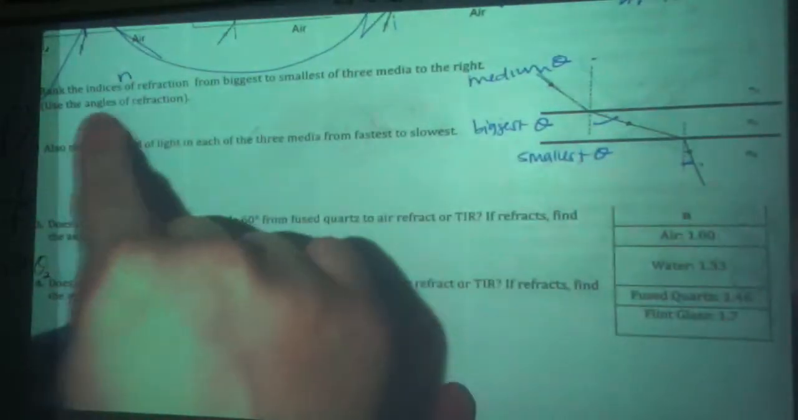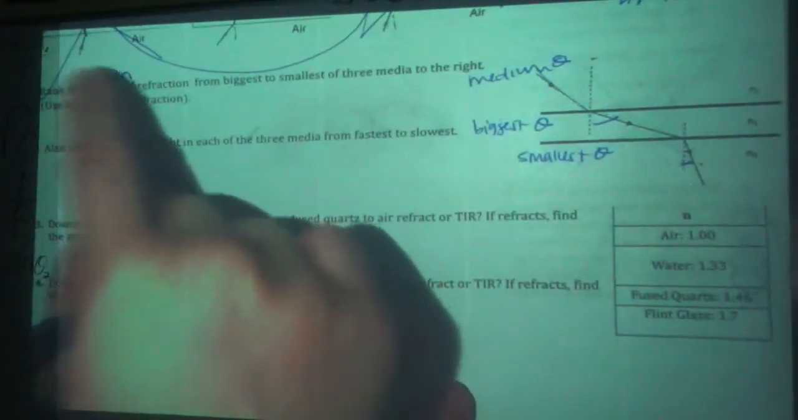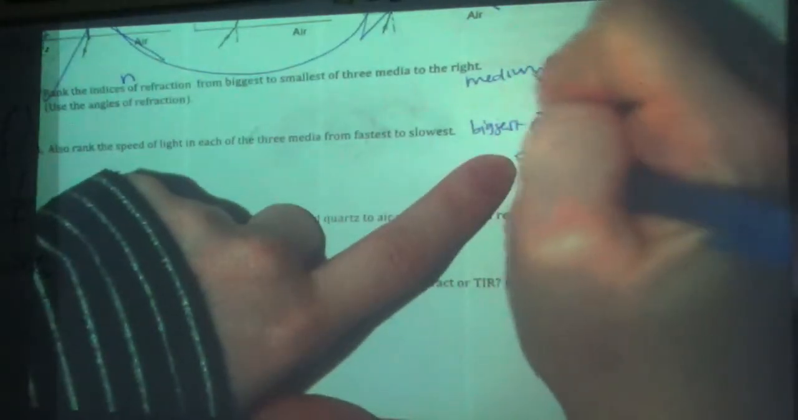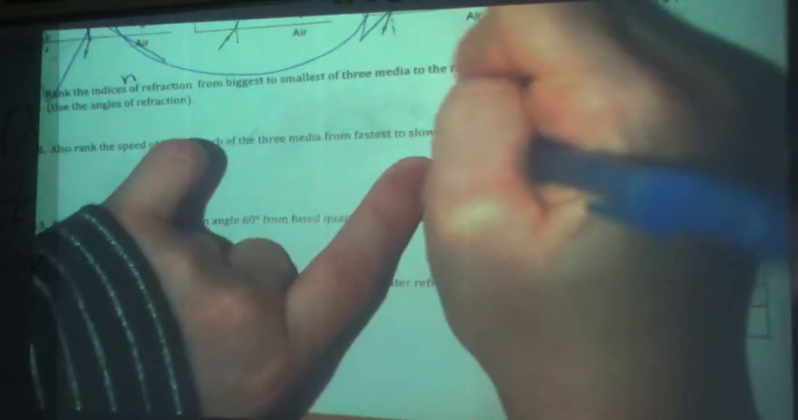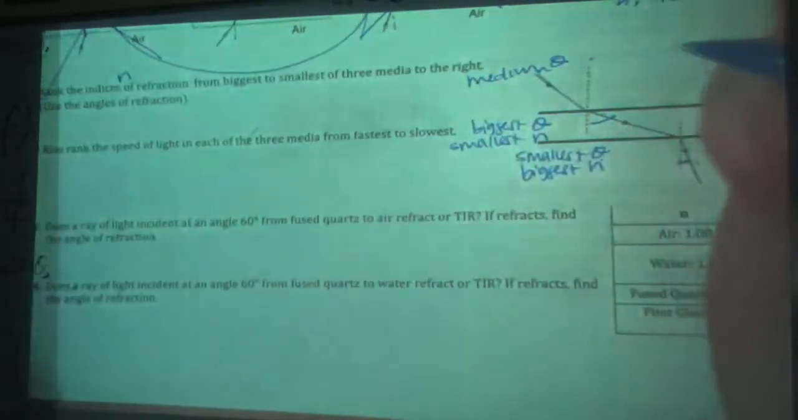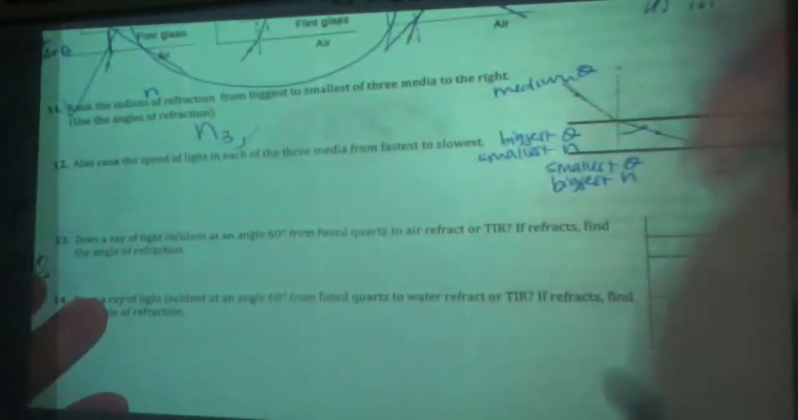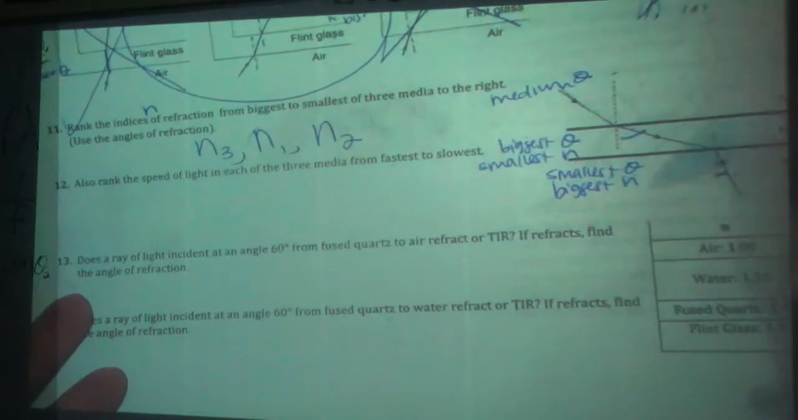Now, it's tempting for people to say largest to smallest: this one's the largest, then this, then this. But what I asked for is not to rank the angles, but to rank the indices of refraction, the n's. So, let's think. The smallest angle is going to be the biggest n. And the biggest angle is actually going to be the smallest n. And then the medium angle would be the medium n. So, biggest to smallest n, well, the biggest n is n3. Medium one would just be n1. And then the smallest n is n2, because the smallest n goes with the biggest angle and vice versa.